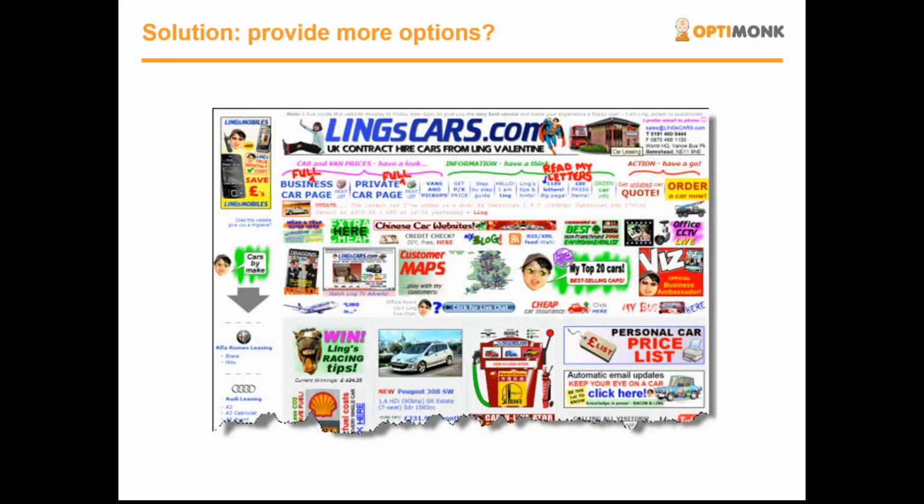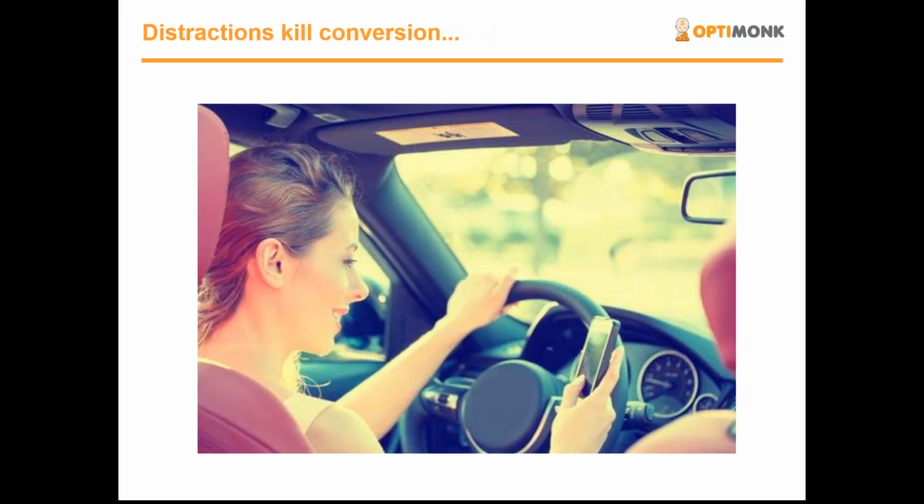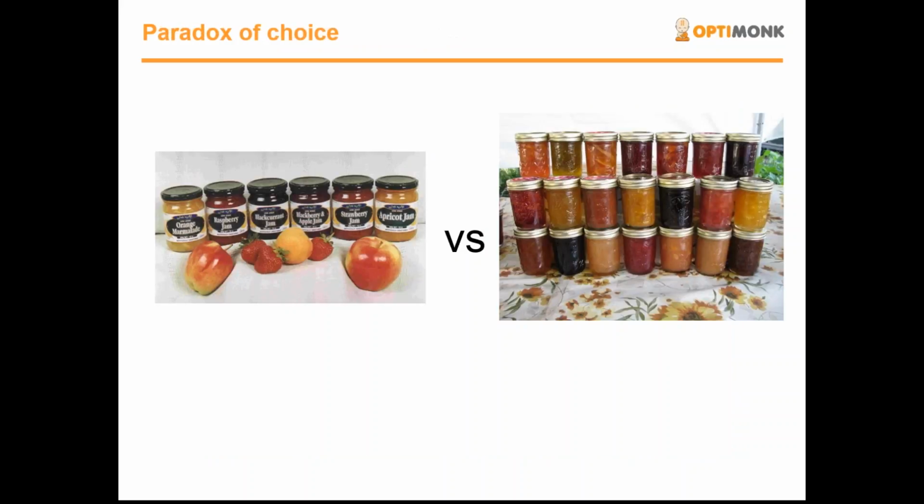With increasing the options, with increasing the number of messages, you also increase distractions. And one of the most important rules of conversion optimization is that distractions actually kill conversion. The more options you provide and the more messages you try to push, the less the visitors will convert on your site.